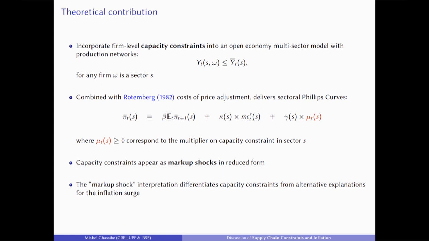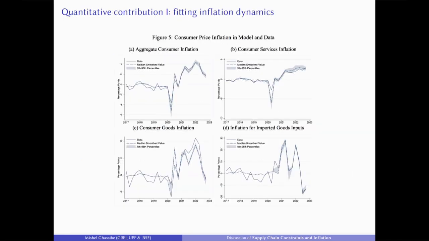the markup shock interpretation is a really tractable way to not only think about capacity constraints, but also to distinguish capacity constraints from other sources of the inflation surge, which would work either through derailing expectations or through changes in the real marginal cost. So that's very powerful and a very good way to decompose that. So the first quantitative contribution is the fact that the model actually fits inflation dynamics very well. So when you estimate the model, you see that it can account very well for all the surges in inflation level. So that's very good.